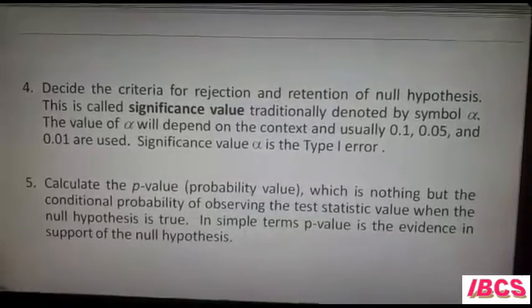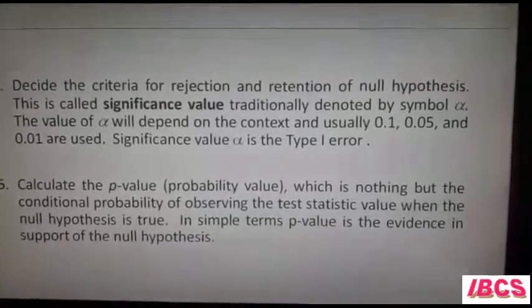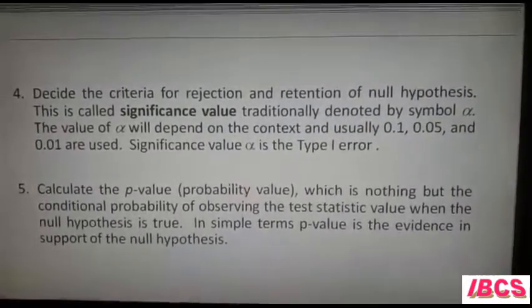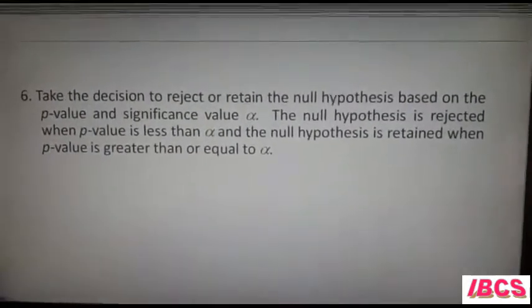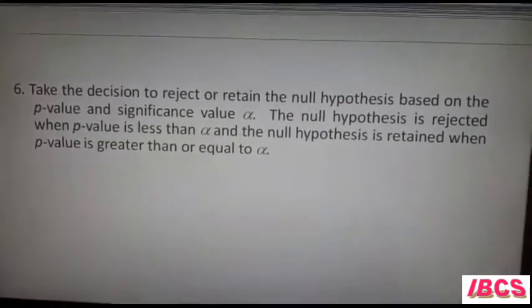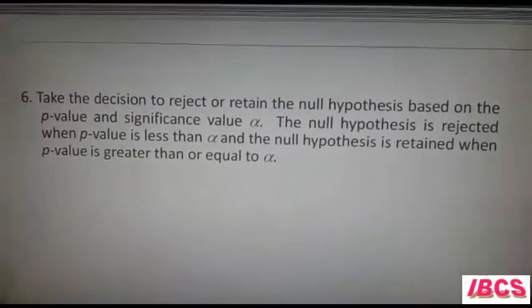Then, step 5, you calculate the p-value, which is nothing but the conditional probability of observing the test statistic value when the null hypothesis is true. In simple terms, the p-value is evidence in support of the null hypothesis. Then, sixth step, you take the decision to reject or to retain the null hypothesis based on the p-value and the significance value alpha.